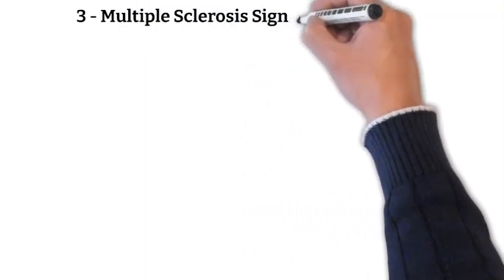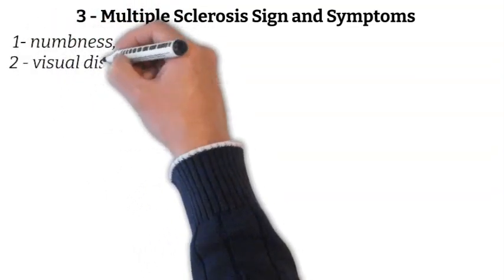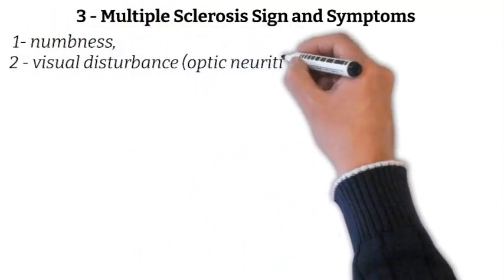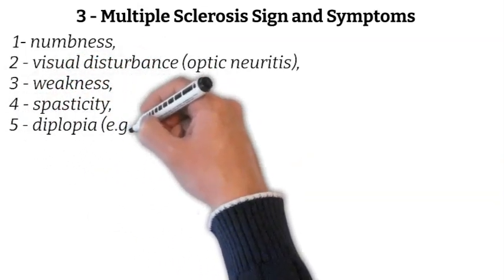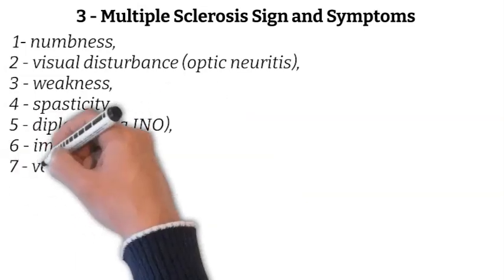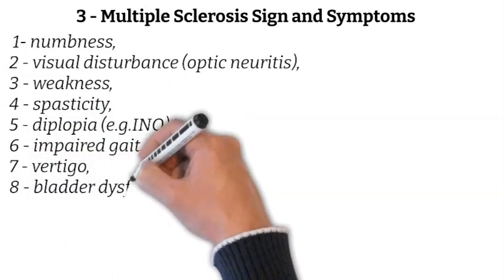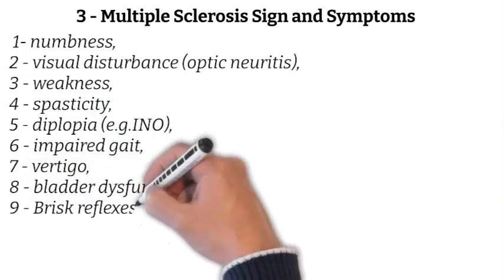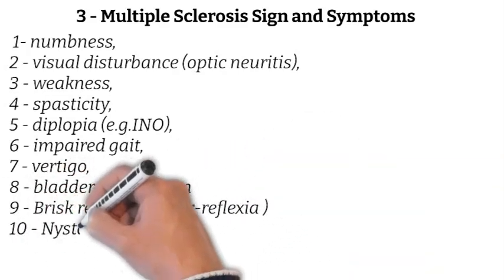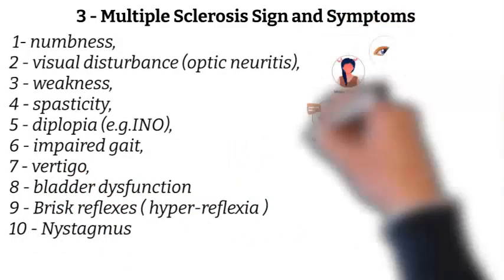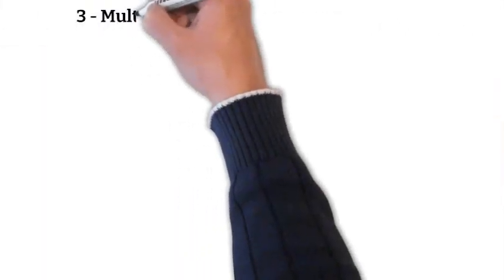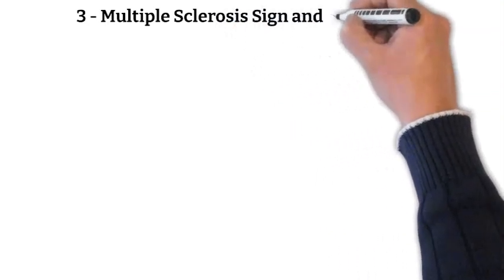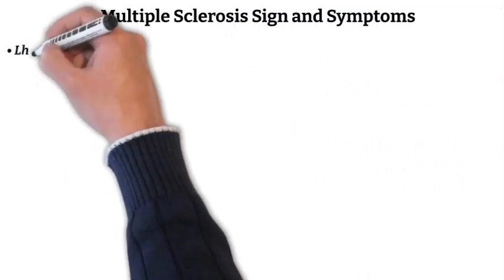Okay, multiple sclerosis signs and symptoms: numbness, visual disturbance, especially optic neuritis, weakness, spasticity, diplopia, impaired gait, vertigo, bladder dysfunction, especially urge incontinence, bowel reflux is very characteristic, nystagmus is very characteristic. And this is a picture that will cover everything basically. Multiple sclerosis signs and symptoms.